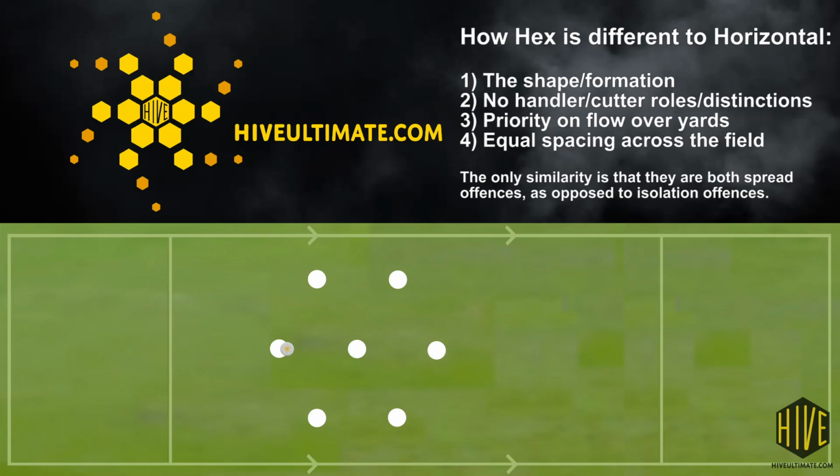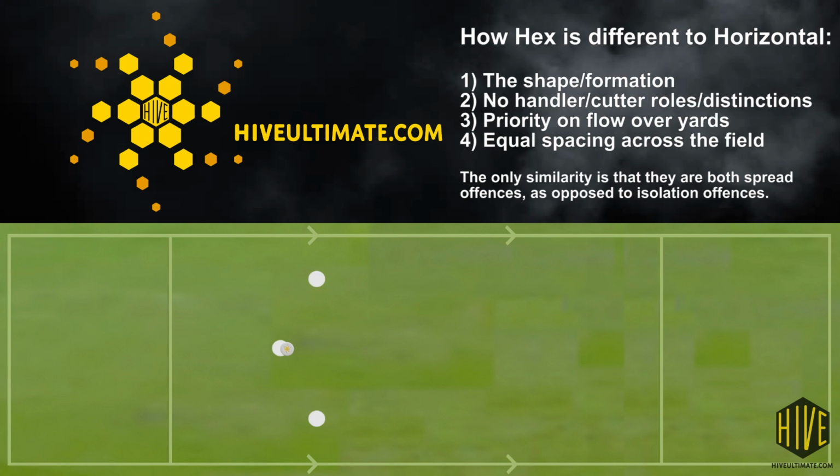Hey everybody, I've had a couple of people recently ask me what the difference is between hex and horizontal stack. So, first off, the obvious difference is the shape or the formation. When the disc's in the center of the field in hex, those two players who in horizontal are like the handlers to either side, they're pushed up slightly.